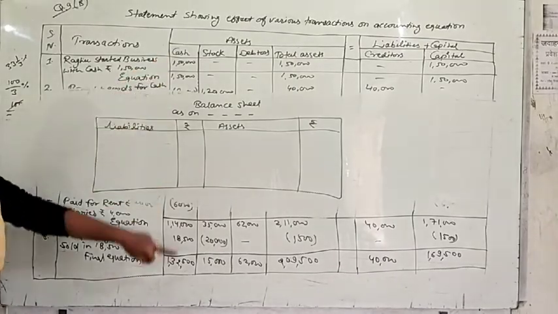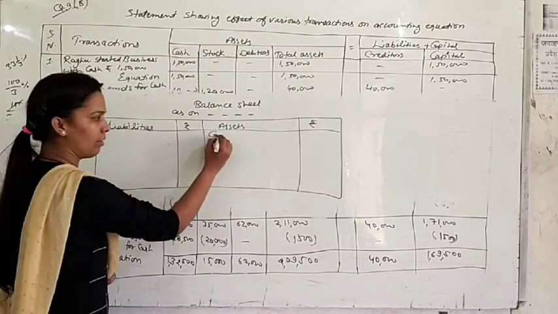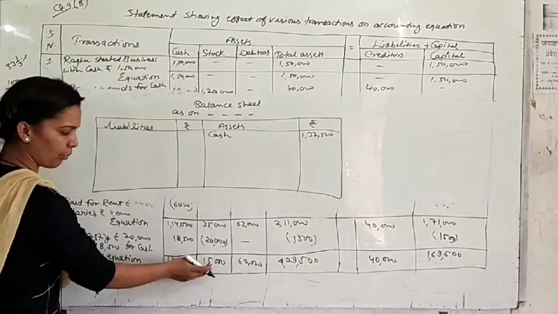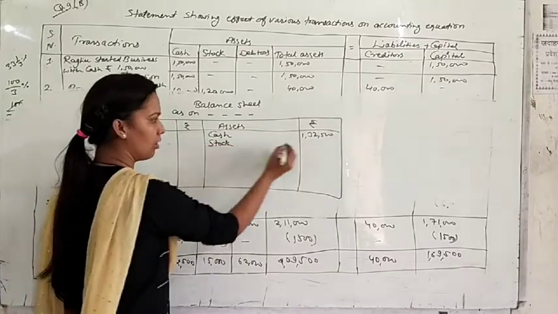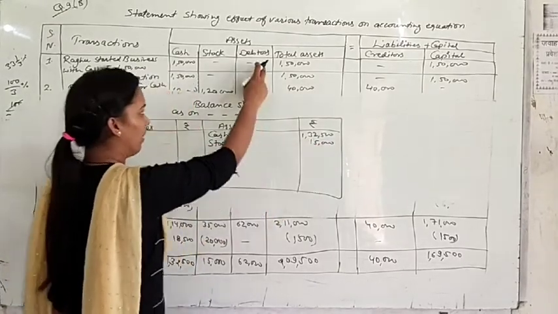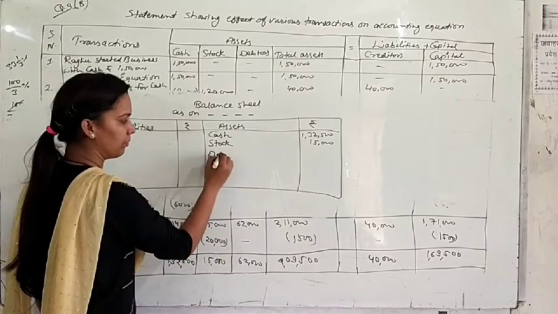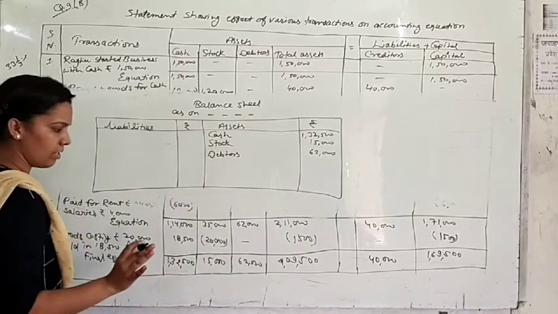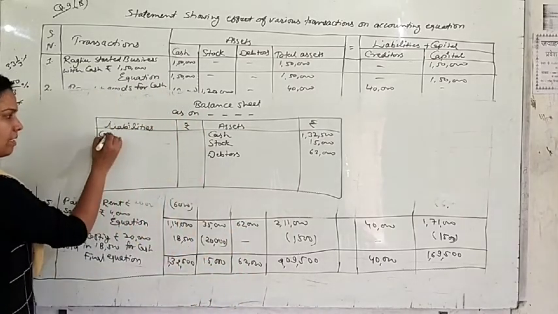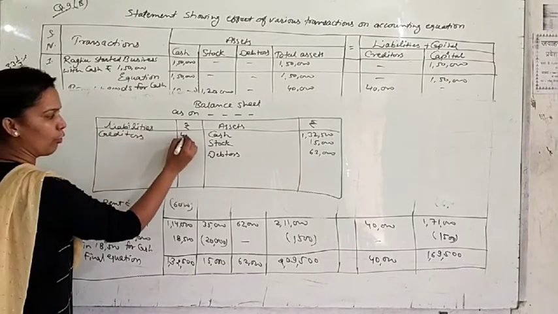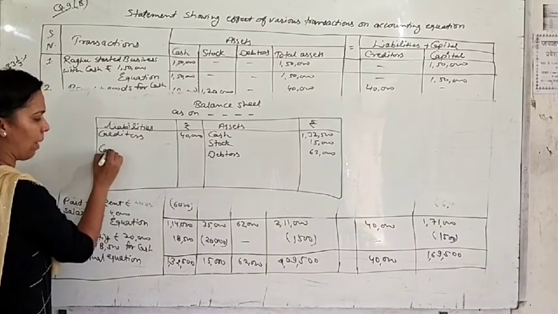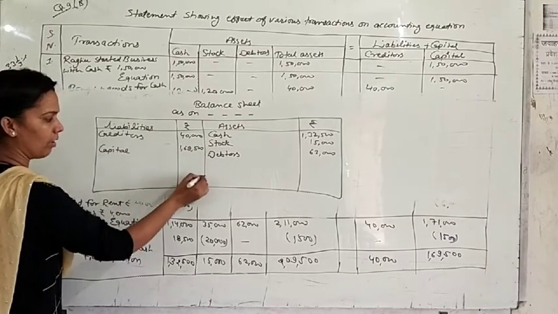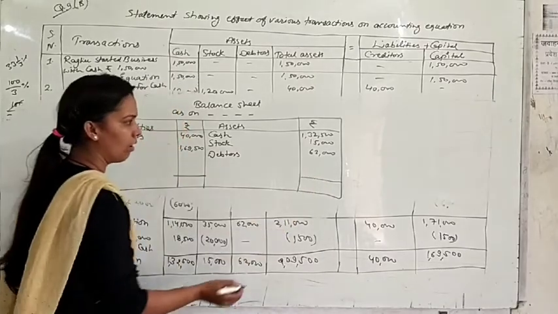Like our first assets were cash, rupees 1,32,500. Then stock of rupees 15,000. Debtors 62,000. Only three we have assets. Liabilities, that is creditors of rupees 40,000, and at last that is capital rupees 1,69,500. Now total both side it should be equal.